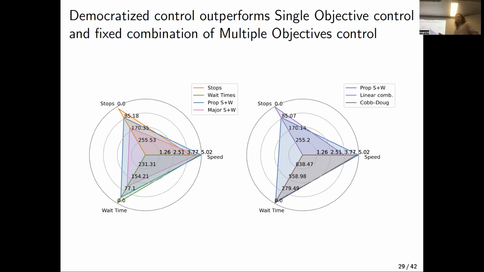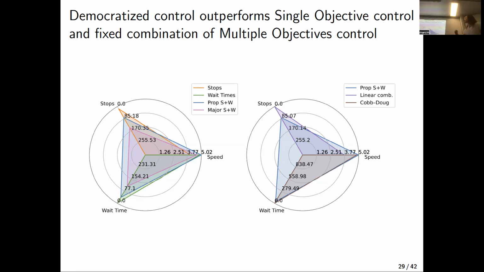And here I'm showing results. I'm also showing speed as a sanity check. If the speed got very low, even if we have very good results in one of the other metrics, that might suggest something is going wrong. And here it's a simple scenario, just one intersection, and the voting population is split 50-50. So half of it wants to optimize the number of stops, minimize them. So they're caring about sustainability, and half of them want to minimize the wait time. So they're a bit more selfish.